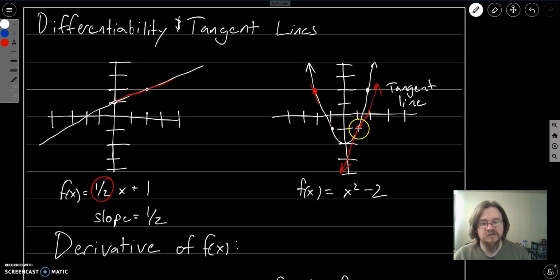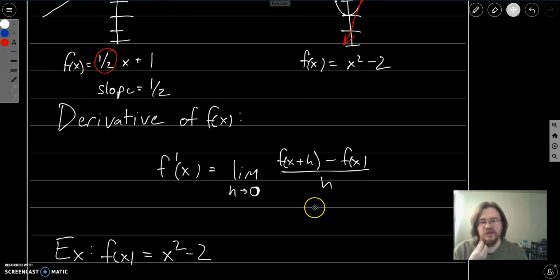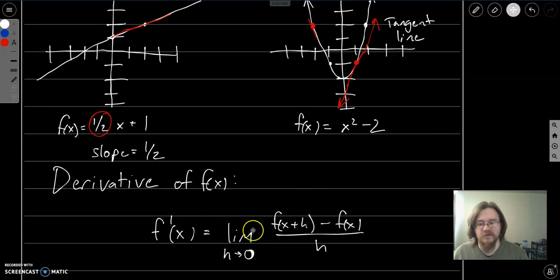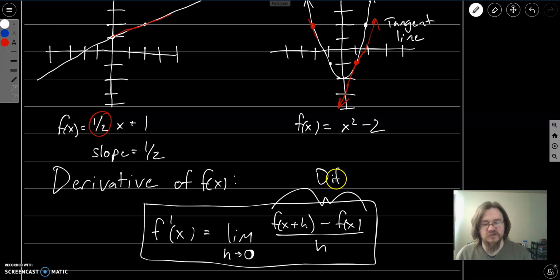So let's say that I want to find the slope right there, so I can come up with the equation of what I'm calling this tangent line. So the derivative of a function is this right here. And this is how we find the slope of a line that we can't just read off from the equation. So like over here, x squared minus 2. If I wanted to find the slope of this line, I have to use this equation. This part is called the difference quotient.